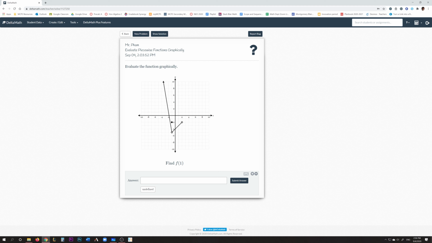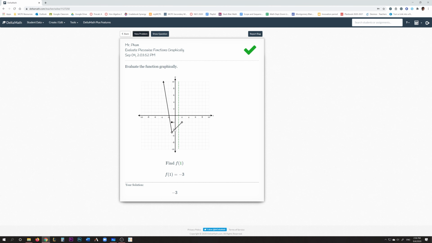So recall that this is in function notation. So f of 1 implies that when x is equal to 1, what is the y value? So you look at your graph. On your x-axis, here is 1. So you scroll down to where the graph is. It looks here at 1. When x is equal to 1, f of 1, aka the y value, is -3. Submit it.